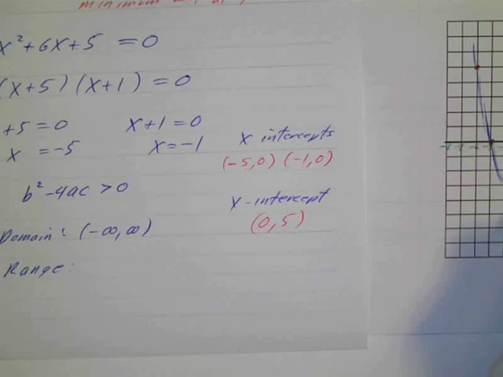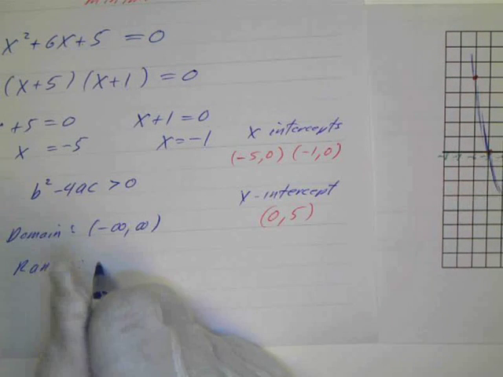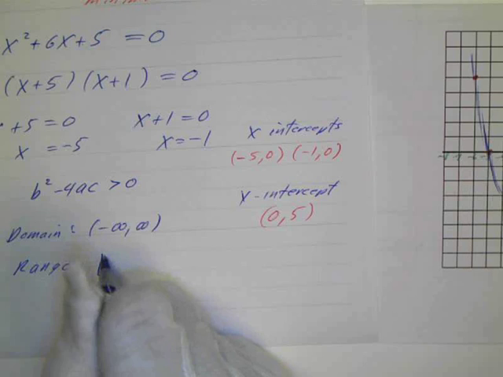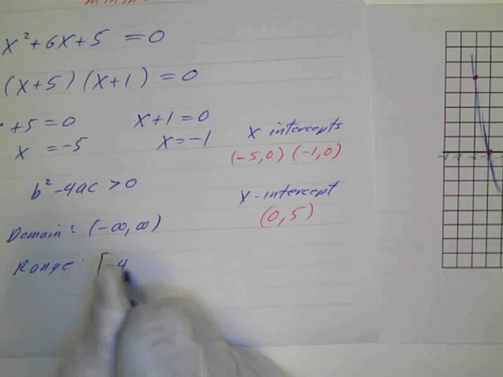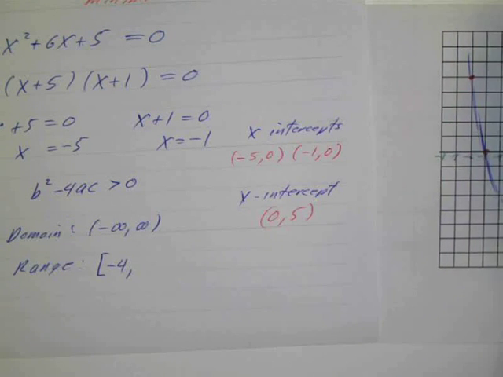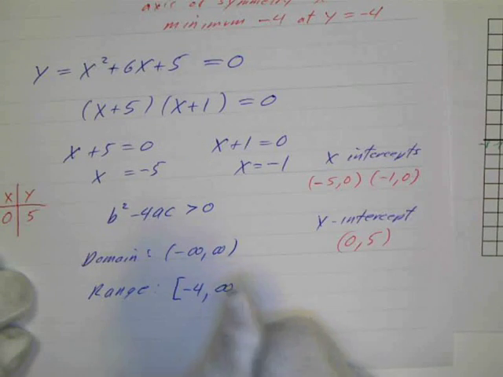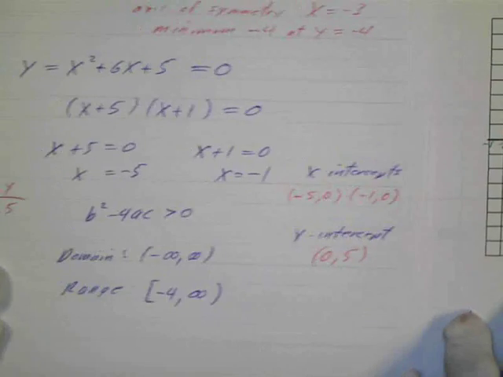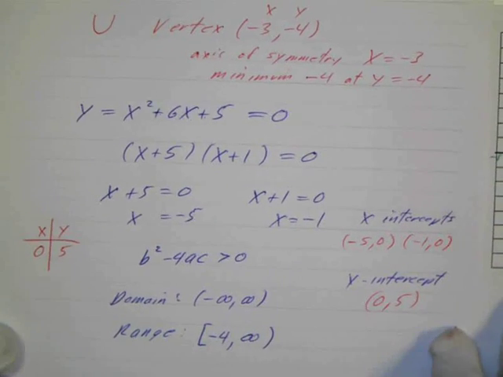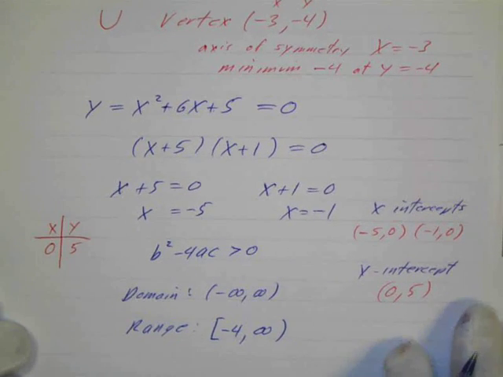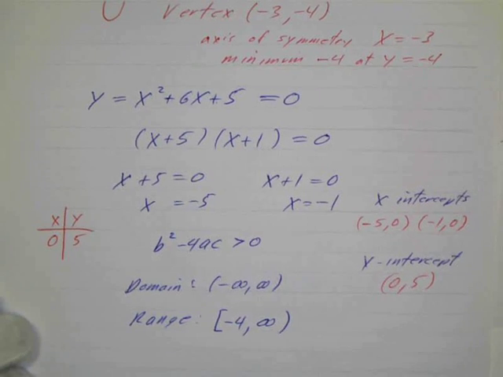And what's the range? Well, I've got a low value of -4, so I'm going to start at -4. We usually go left to right, and that's a bracket because it can be equal to -4. That's my minimum value, and it's going to keep going up and up. Sometimes we put little arrows here to indicate that the parabola is going to keep going up and up to infinity, and that's always an open parenthesis, or an open interval, excuse me. Parentheses means an open interval.